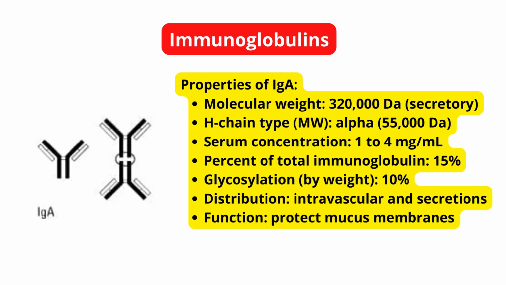Properties of IgA. Molecular weight is 320,000 Dalton. Alpha H chain type, molecular weight is 55,000 Dalton. Serum concentration is around 1 to 4 mg per milliliter. The percent of total immunoglobulin is 15%. Glycosylation by weight is 10%. IgA is distributed via intravascular and by secretions. Main function is to protect mucous membranes.